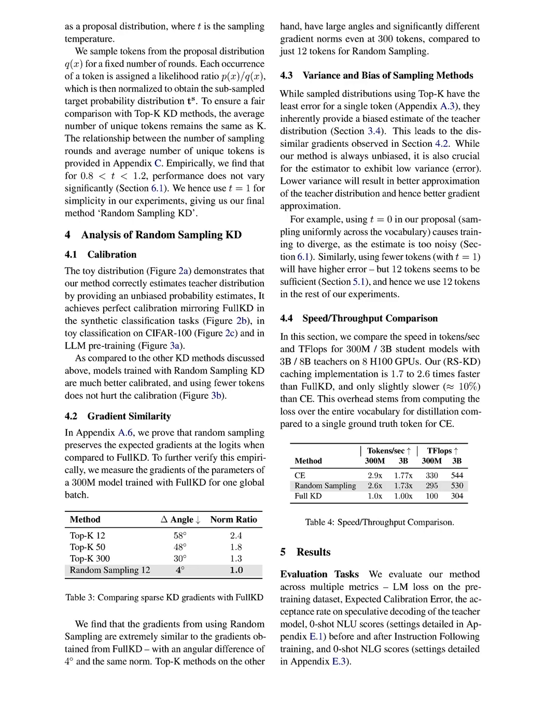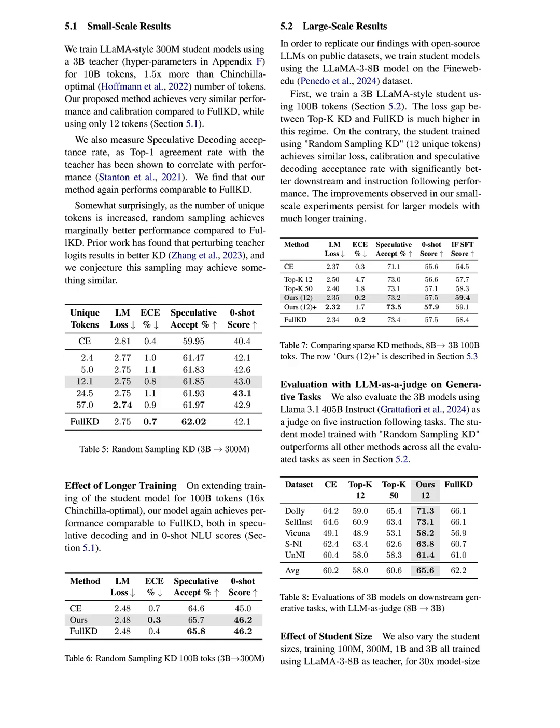Additionally, models trained with random sampling KD achieve superior calibration, mirroring the performance of full KD, while using only 62 unique tokens, which is a significant reduction compared to the large number required by top K methods. Finally, empirical results show that random sampling KD outperforms top K in speculative decoding acceptance rates and zero-shot NLU scores, indicating enhanced overall model performance.